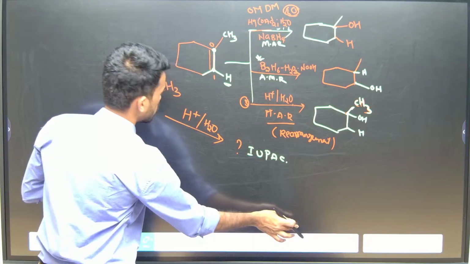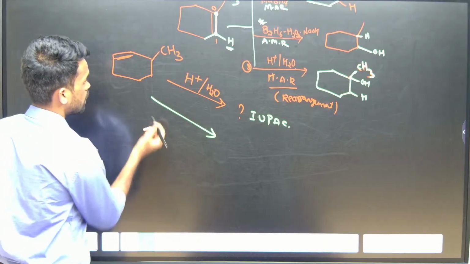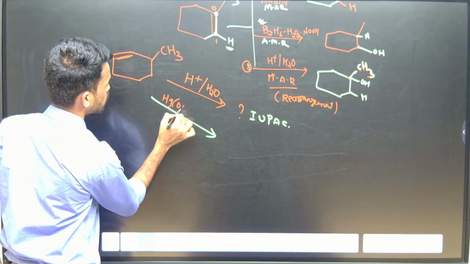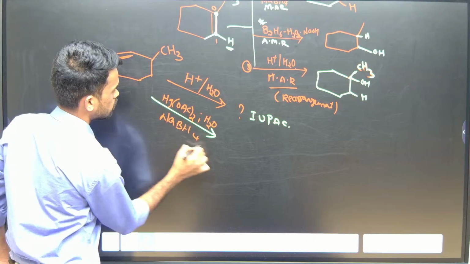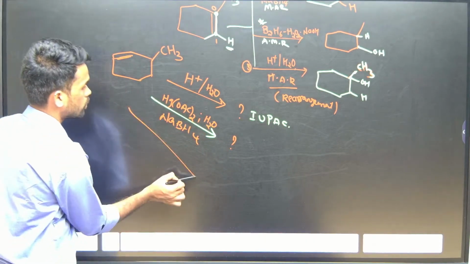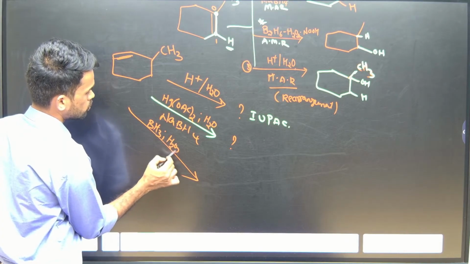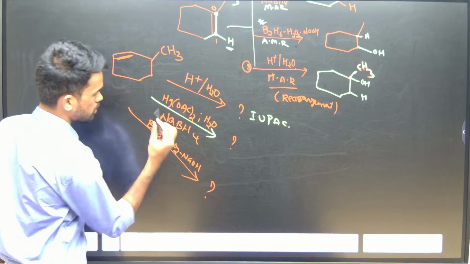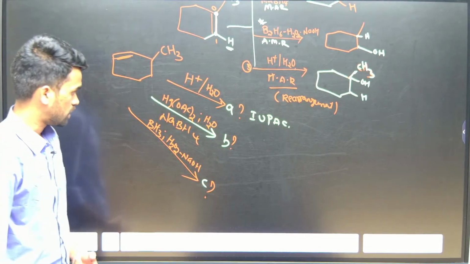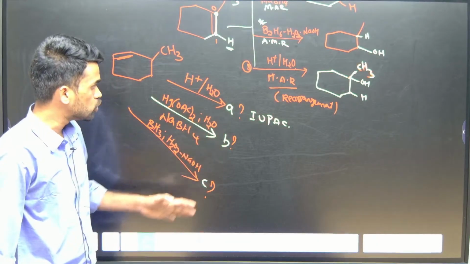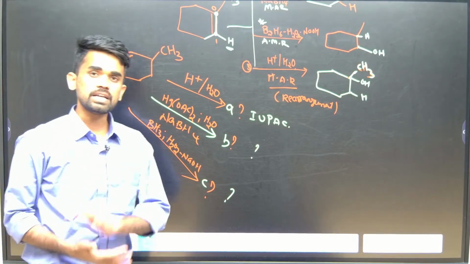This is a homework question. Please try, everyone who is watching this, both offline and online students. And here I am treating the same thing with Hg(OAc)2, H2O, NaBH4. What is the IUPAC name of this compound? And one more thing, BH3, H2O2, NaOH. What is the name of this compound? Like A, B, C. Whether these A, B, C products are same or different. What makes them different and what are their IUPAC names? This is the question I am asking. Please try that and tell me your answer in the chat box.